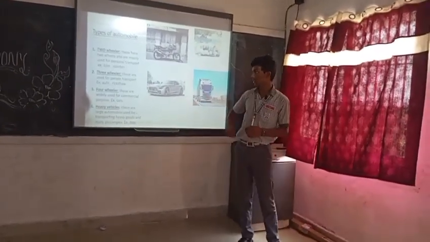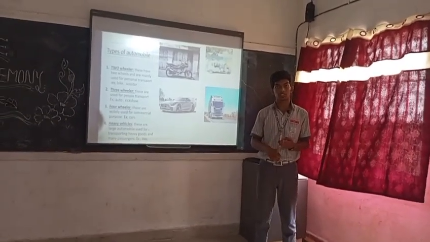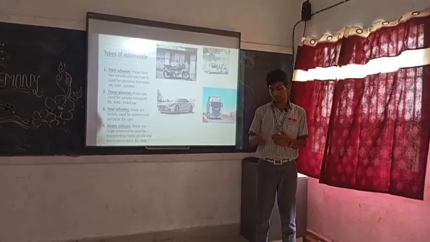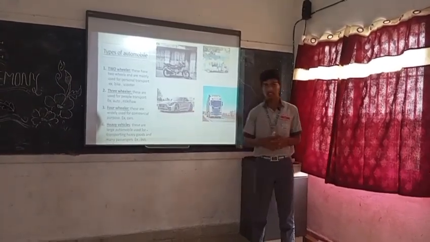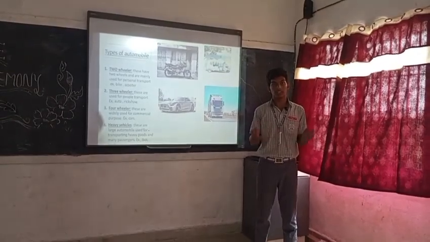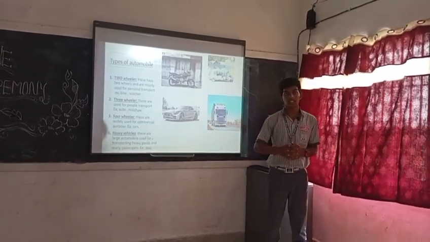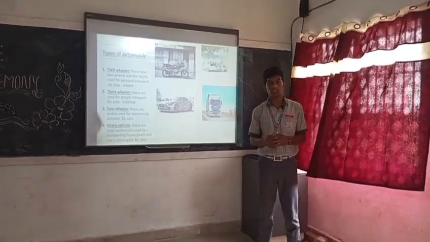Next, the three-wheeler. These are for transport uses like rickshaws and autos, which help people travel from one place to another. And next, the four-wheeler. These are widely used commercially and for personal use by larger families. Next, heavy vehicles. These vehicles have a large capacity to carry goods from one place to another.